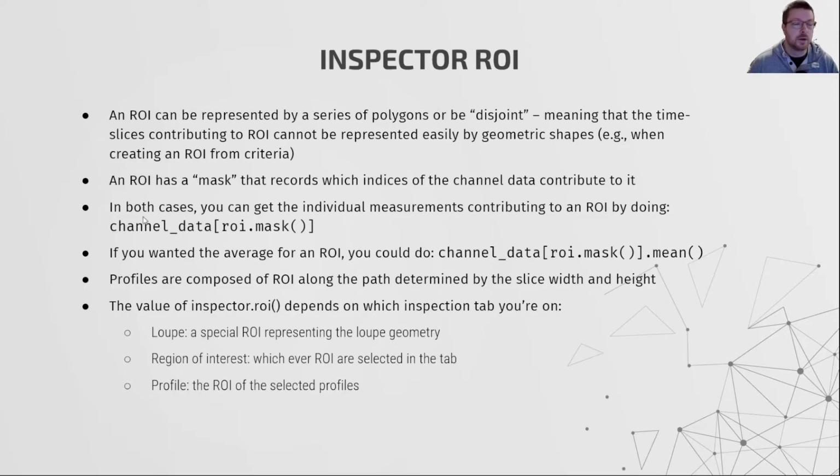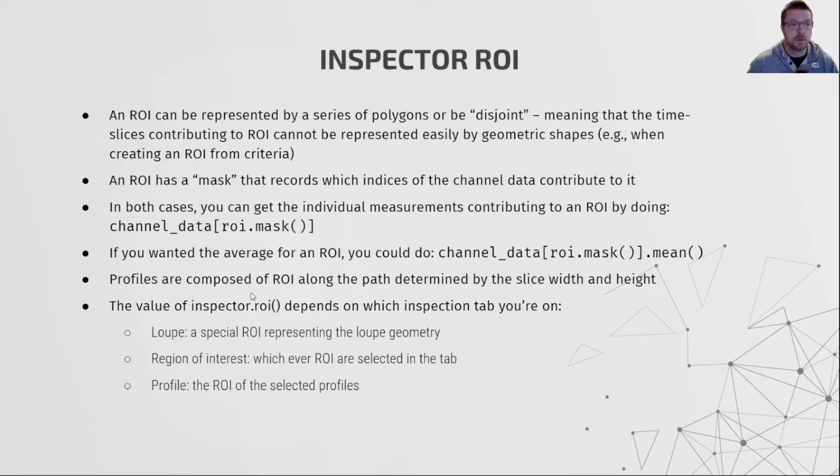In both cases, so whether a region of interest is based on geometry or is disjoint, you can get the individual measurements contributing to an ROI by doing something like channel data and then indexing it by ROI.mask. And so if you wanted to get the mean of a region of interest, you can use that and then just do .mean, or if you wanted the standard deviation, .std, or if you wanted the median, I think you can also do .median.